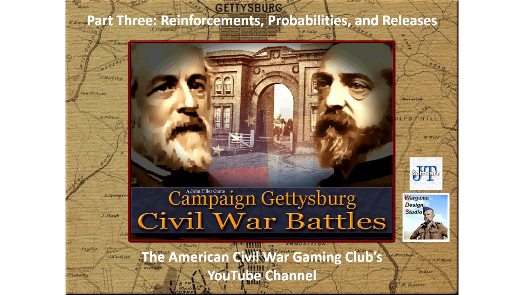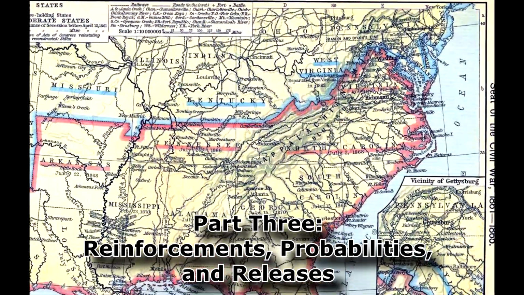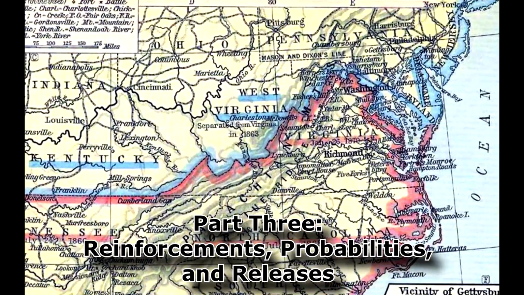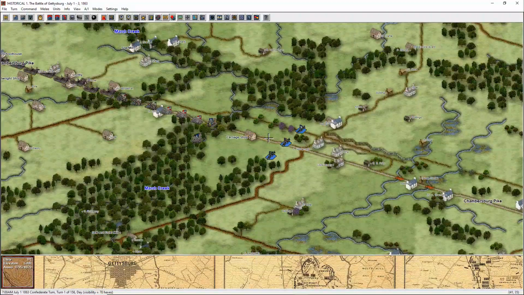For now, let's head to Gettysburg, where Buford's cavalrymen and Heth's infantrymen are about to open the climactic battle of the war. As you can see on the map, the Federal cavalry is here blocking the Chambersburg Pike, while the Confederate infantry is marching to engage them.